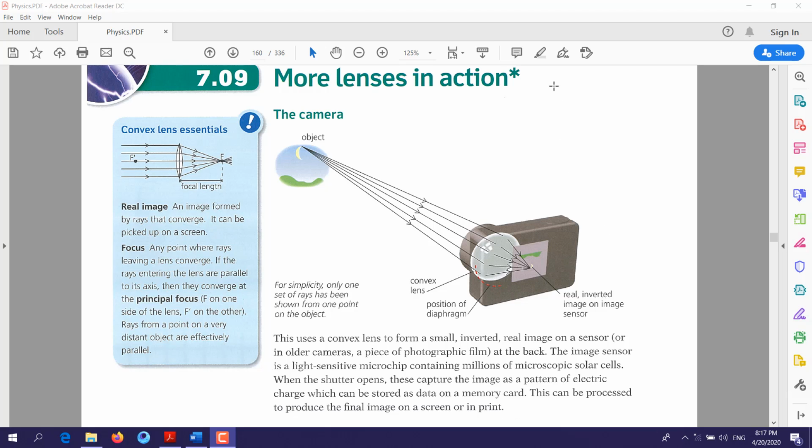Firstly, the first example is the camera. As you know, a camera has a lens. We have different cameras, and these cameras differ from each other by some features of the lenses. But the principle of how a camera works is the same.